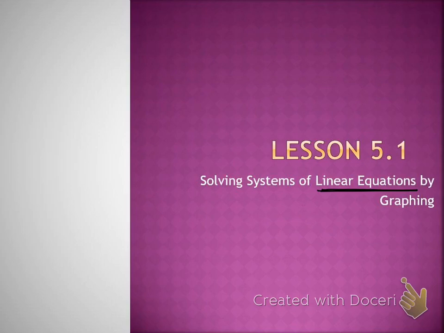Slope-intercept form. Very good. What is the slope-intercept form of a line? Y equals mx plus b. What's another form of a line that we've learned? Point slope. All right. What's the point slope form? Y minus y sub 1 equals m times x minus x sub 1.